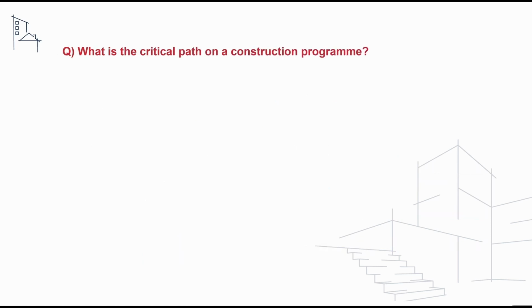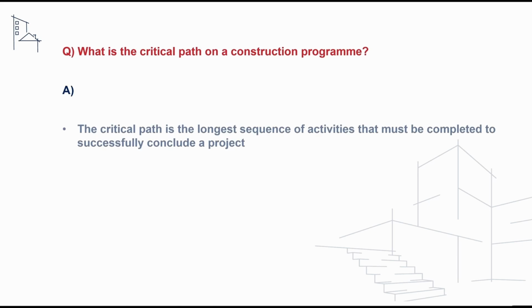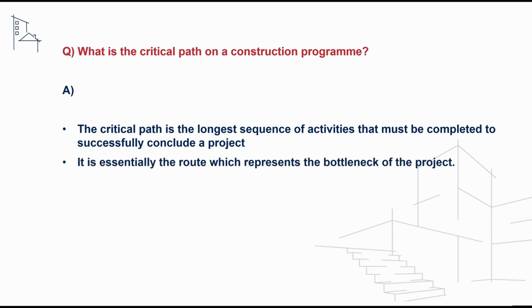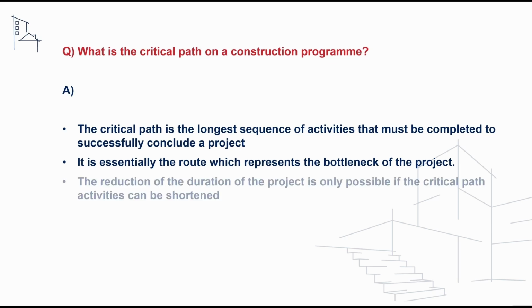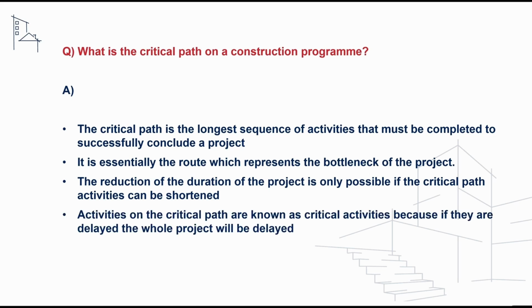We may also be asked a question on our knowledge of the critical path of a construction programme, and to address this, we can say that the critical path is defined as the longest sequence of activities that must be completed to successfully conclude a project. It is essentially the route which represents the bottleneck of the project, and the reduction of the duration of the project is only possible if the critical path activities can be shortened or accelerated.